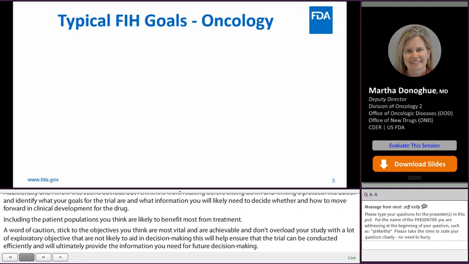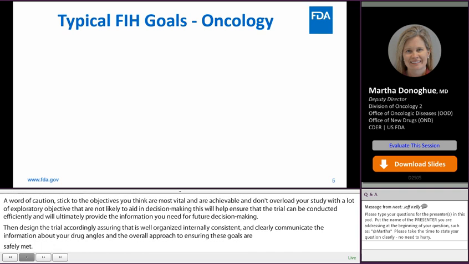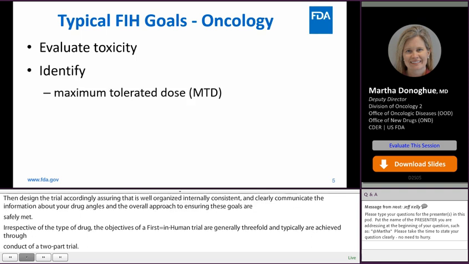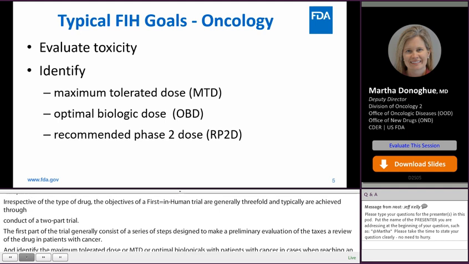Irrespective of the type of drug, the objectives of a first-in-human trial are generally threefold and typically are achieved through conduct of a 2-part trial. The first part of the trial generally consists of a series of steps designed to make a preliminary evaluation of the toxicity of the drug in patients with cancer and identify the maximum tolerated dose, or MTD, or optimal biologic dose in patients with cancer, in cases when reaching an MTD may not be necessary or appropriate. And ultimately, to identify a recommended dose for future evaluation, which is generally termed a recommended phase 2 dose, or RP2D.